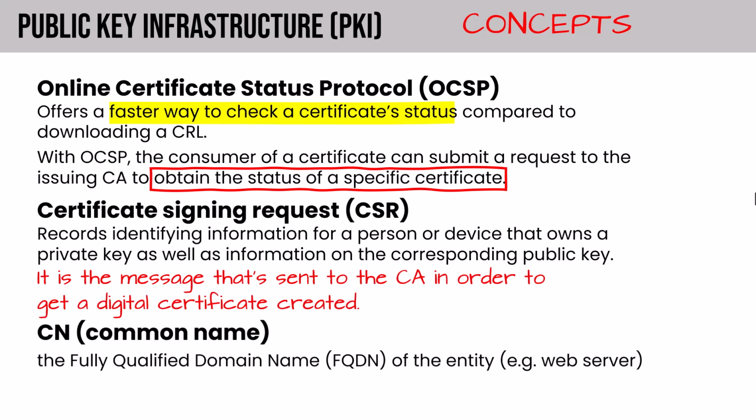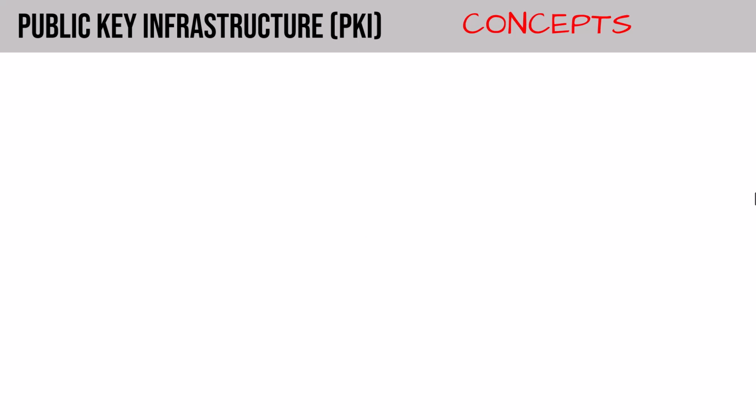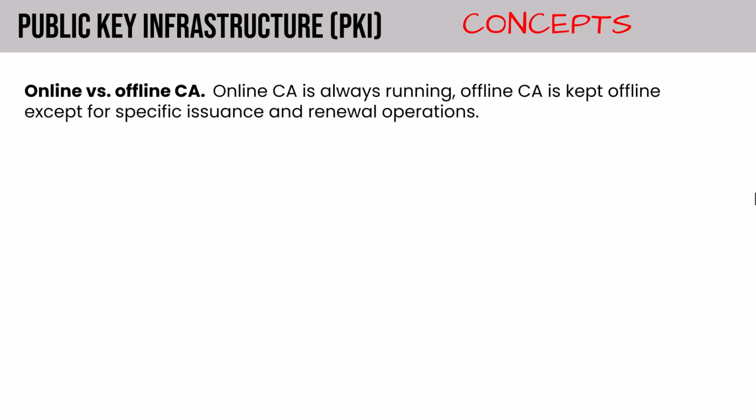The common name, or CN, that appears on a certificate is the fully qualified domain name of the entity represented, such as the web server. So I've mentioned online and offline certificate authority. An online CA is always running, an offline CA is kept offline except for issuance and renewal operations. Offline is considered a best practice for your root certificate authority.